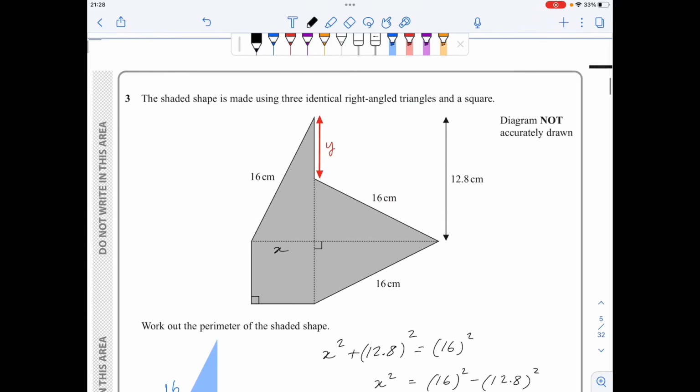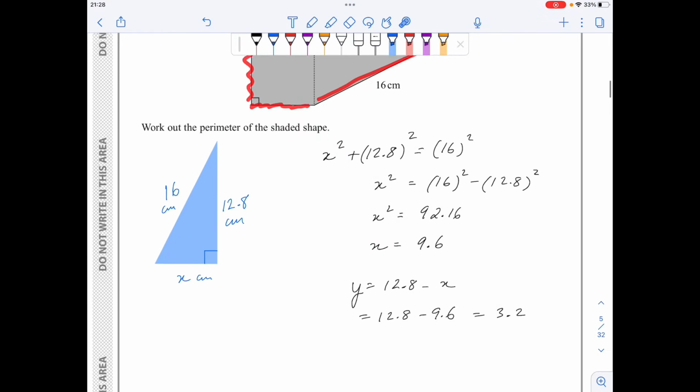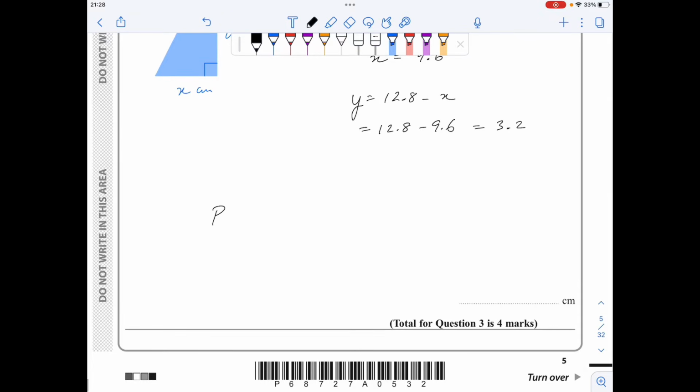3.2. So to find the perimeter, I will just add the 3 16s. I have the 2 x's and the y. So perimeter equals 16 times 3 plus 2 times 9.6. Those are the 2 x's plus the 3.2. That is the y, and the sum comes out to be 70.4 centimeters.